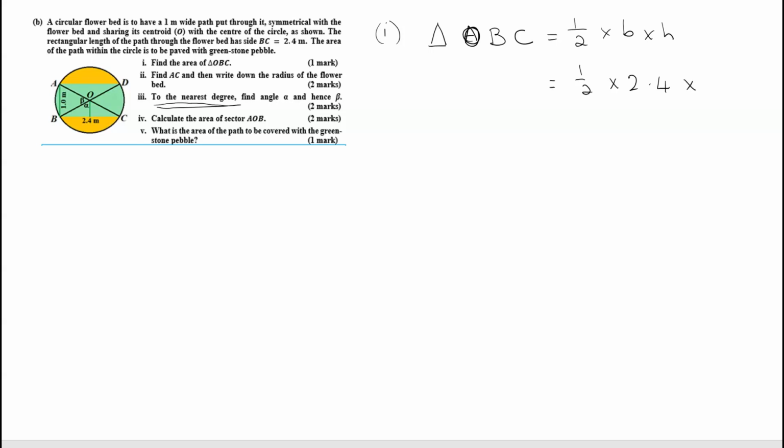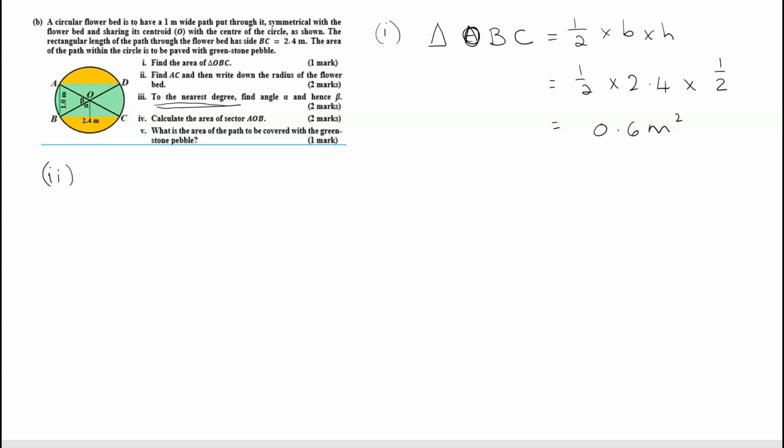So from O down to the bottom line, it's going to be half that, because O, it tells you, is the center and the centroid, so it's halfway. So from O down, the horizontal height is a half of 1, which is just a half, so that gives you 0.6, and you must put in the units. Part 2 asks you to find AC and then the radius. A lot of you left your answer as just being AC.